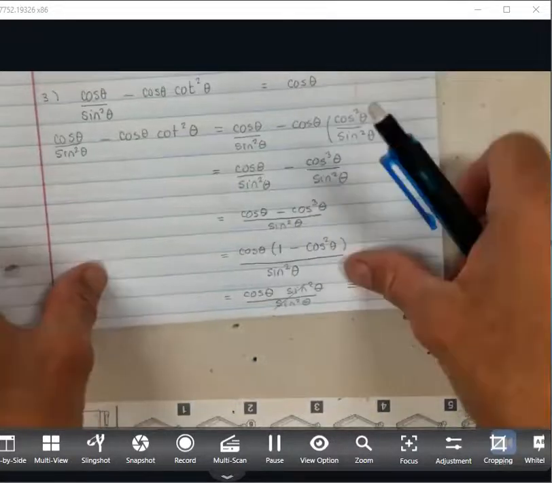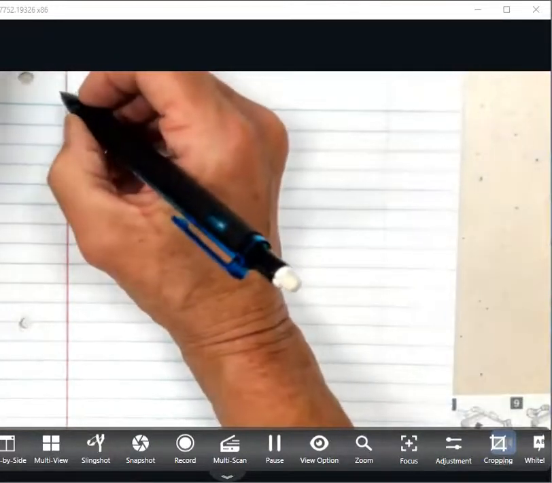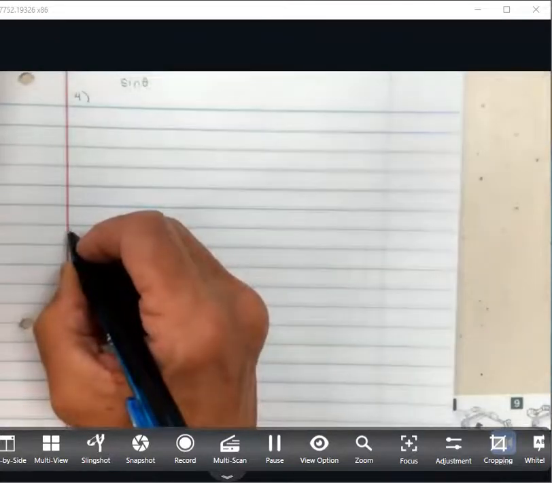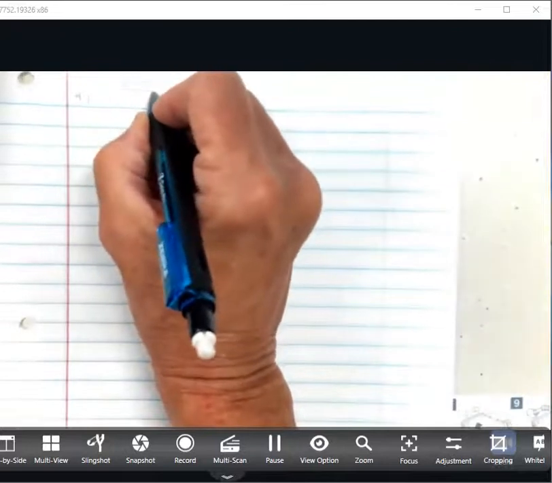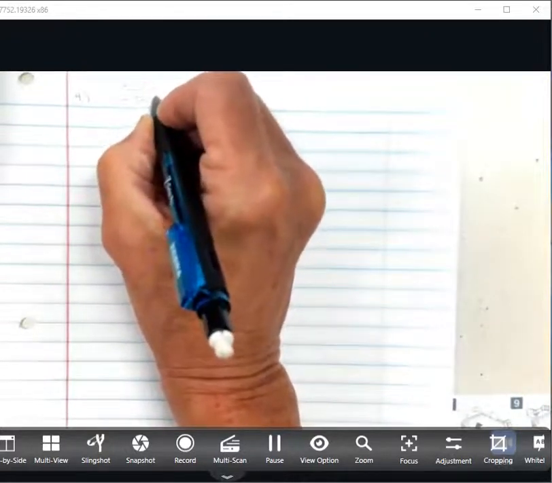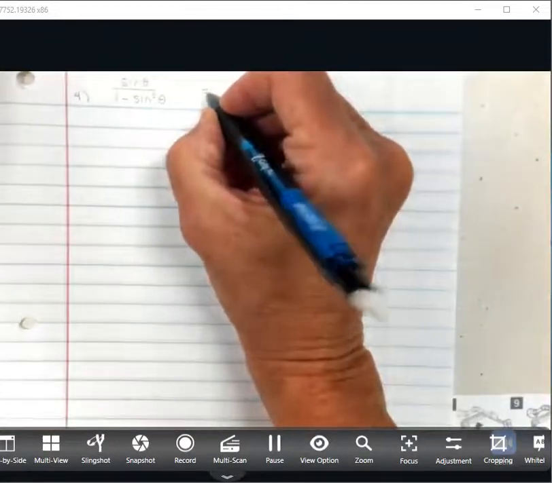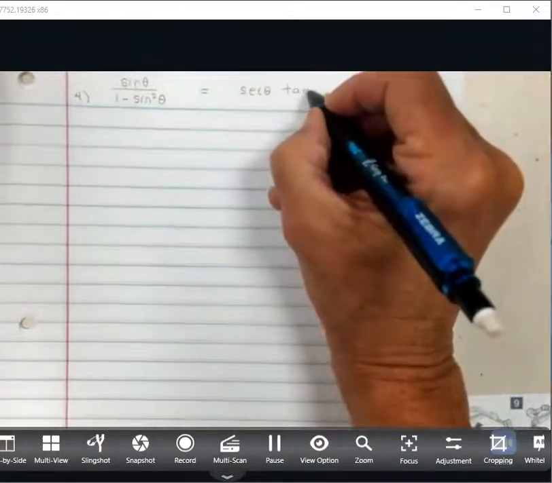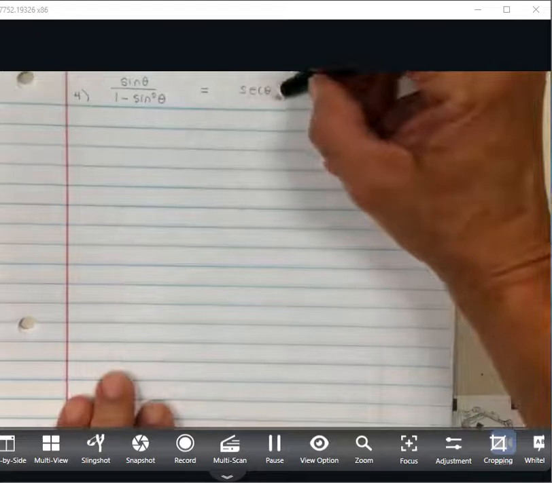The next one we're going to do, number 4. Let's see if we can verify that when I take the sine of theta and divide it by 1 minus sine squared of theta, I'm giving you something that's already written in terms of sines and cosines, and I want to see if you can write it as the product of the secant of theta with the tangent of theta.